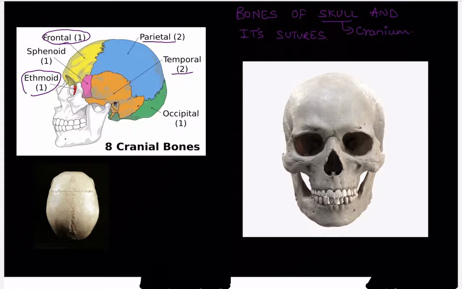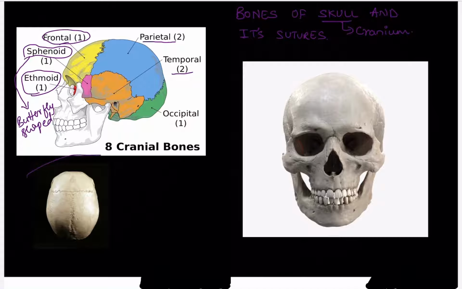This ethmoid bone is present at the back of your nose. It is not visible to us from the outside. Same goes for the sphenoid bone, cannot be seen from the outside, and it is termed as butterfly shaped bone. Why is it so? We'll be knowing it in the next slide. It's known as butterfly shaped because it looks like one, but how? We'll be seeing it in the next slide.